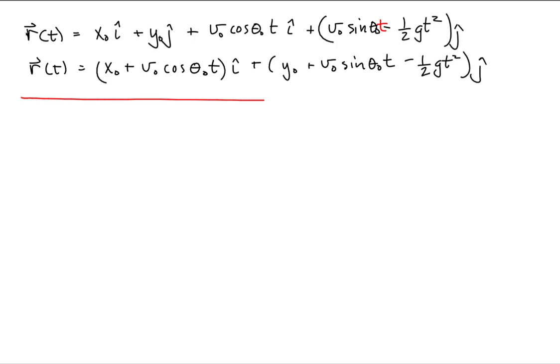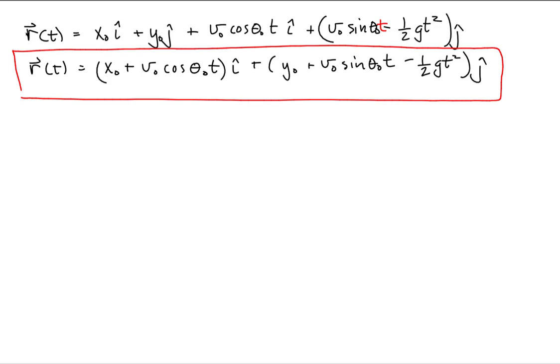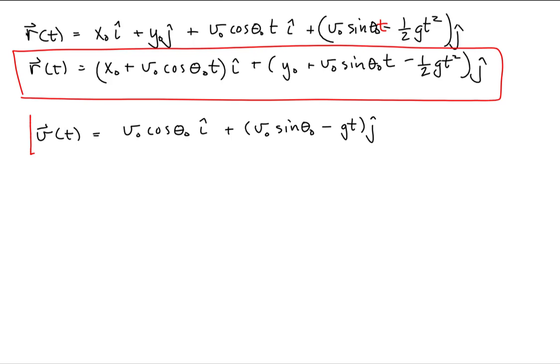We now have an expression for the position of an object as a function of time when it is in free fall. We also have an expression for the velocity of an object as a function of time when it is in free fall. Now remember, free fall is the state in which the only force acting on an object is the force of gravity. Here, the only component of velocity that changes with time is the y component.